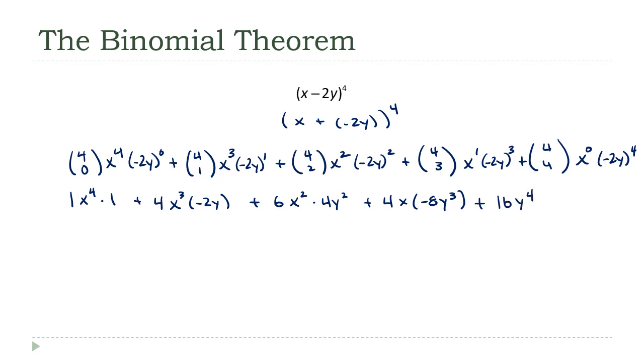Now we just have a little more multiplication to do. This is x to the fourth minus 4 times negative 2, minus 8x cubed y plus 24x squared y squared minus 32 xy cubed plus 16 y to the fourth. And that's it. We're done. That's all there is to it. There's our expanded version of that binomial.